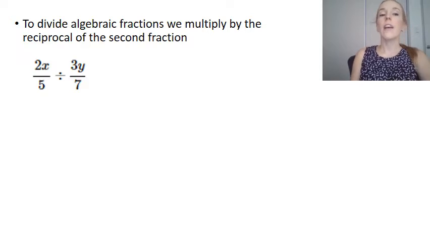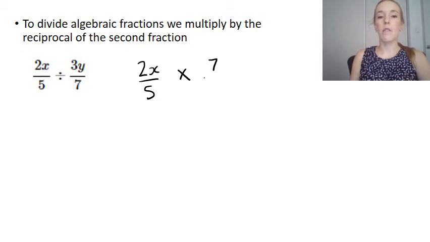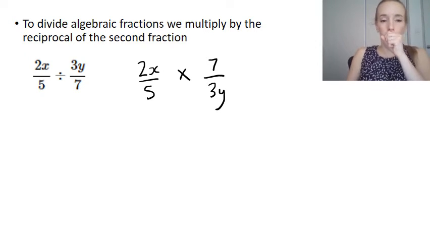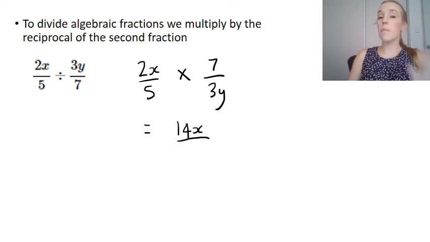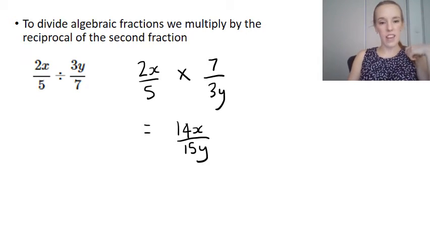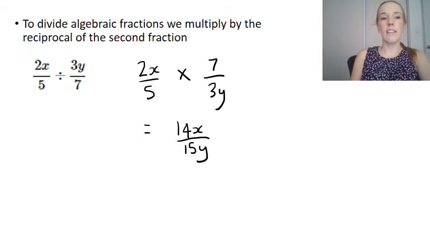For division, to divide an algebraic fraction, we multiply by the reciprocal. So we start off with 2x over 5, we change our division to a multiplication sign, and then we flip our fraction to get the reciprocal. So that leaves us with 2x times 7, which will leave us with an answer of 14x, and on the bottom, 5 times 3y, 15y. And we can't simplify that anymore, so we'll just leave that one as is.